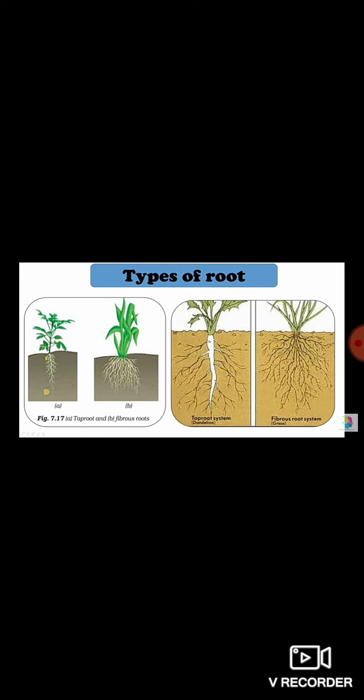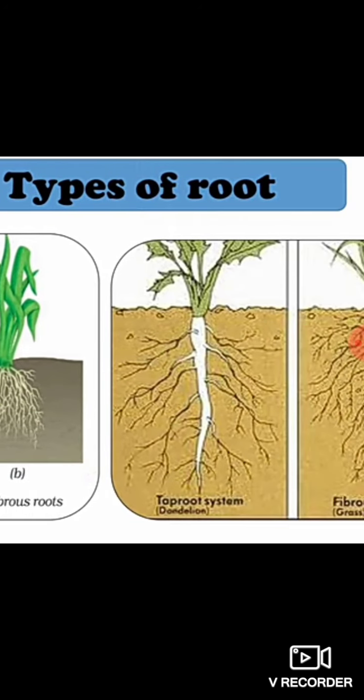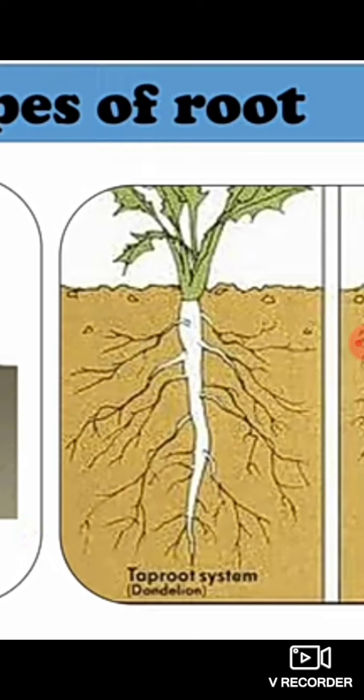Okay. There are two types of roots, taproots and fibrous roots. In the taproot system, there is one prominent and long main root and a bunch of smaller lateral or side roots that grow from this main root. Okay. So this is taproot. Can you see the long, prominent main root and the side roots, the lateral roots, coming out of this? So this type of root system is called taproot.